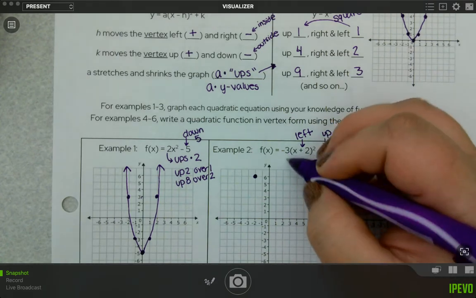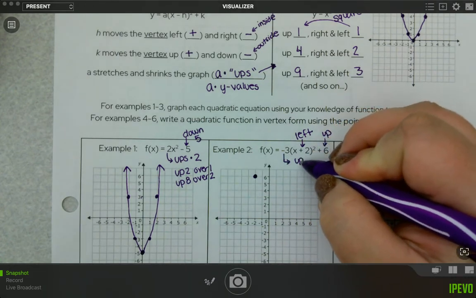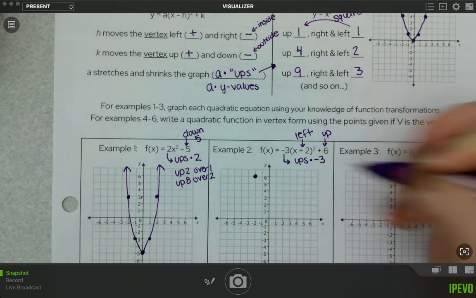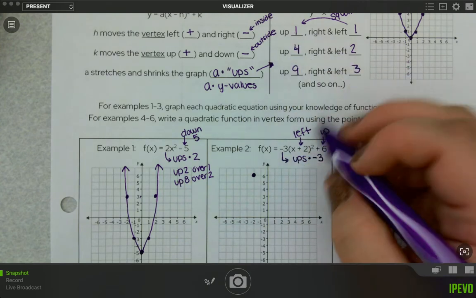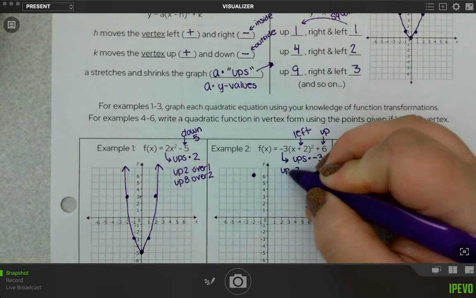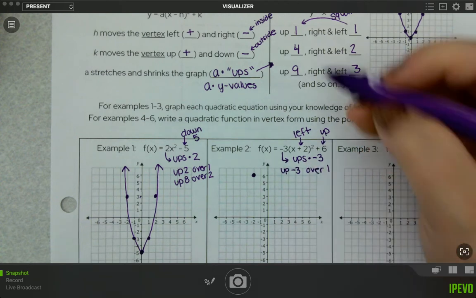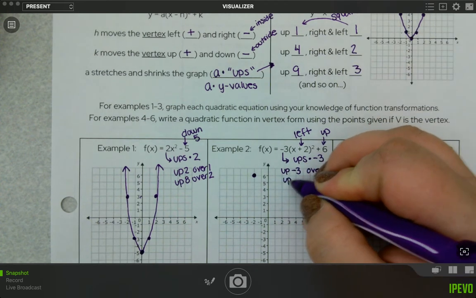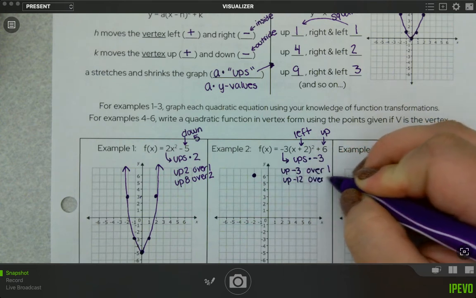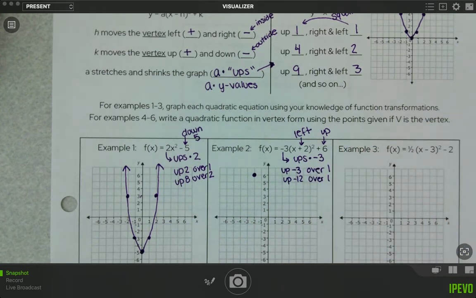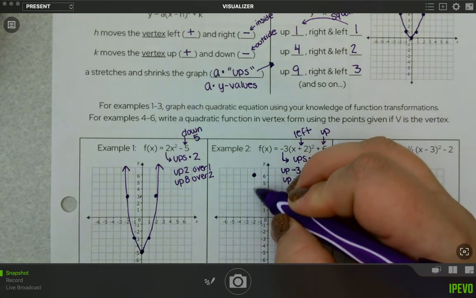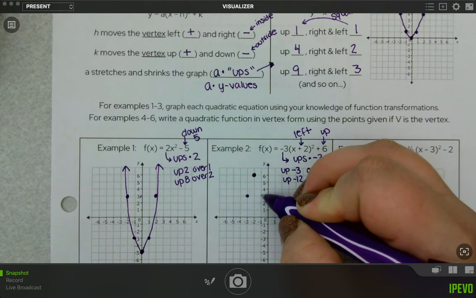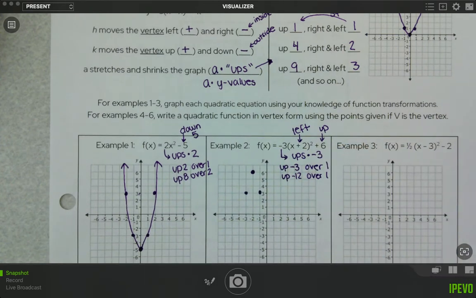And then what we're going to do is multiply the ups times -3. So that's going to be 1 times -3 is -3. 4 times -3 is -12. And then I'm going to go put these on the graph. So up -3, that means down 3 over 1. So if your ups go negative, that means you're actually going down, not up.